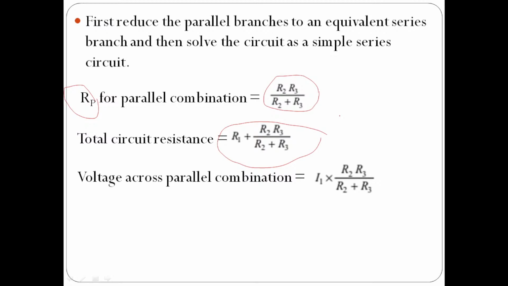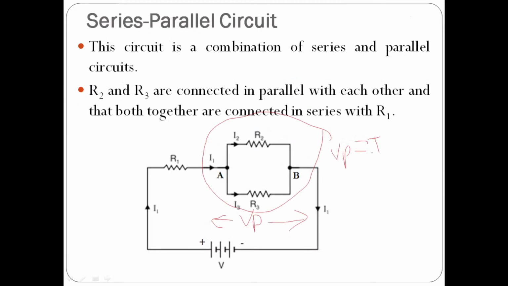I will erase all the inks. What is the parallel combination? This is the parallel combination. Suppose the voltage across this parallel combination is Vp. Vp is the voltage across only this parallel combination, and it is equal to the total current I1 entering, into the resistance of this parallel combination. Just now we have calculated the Rp value.